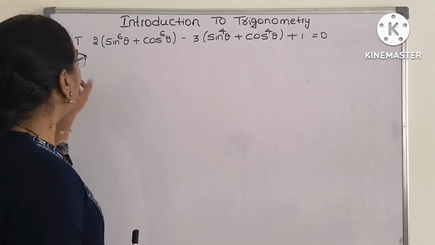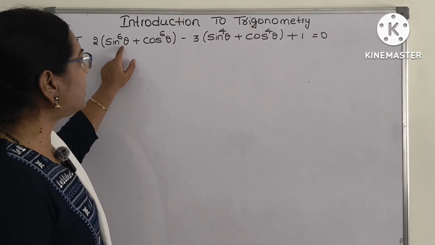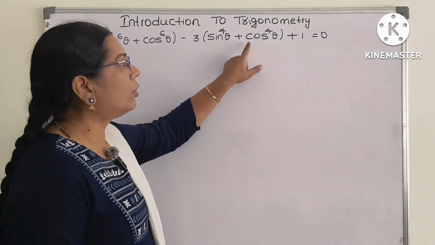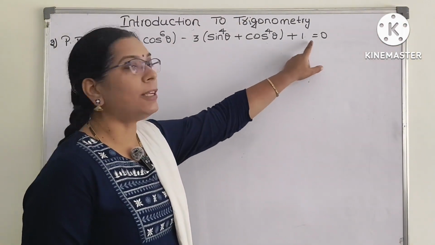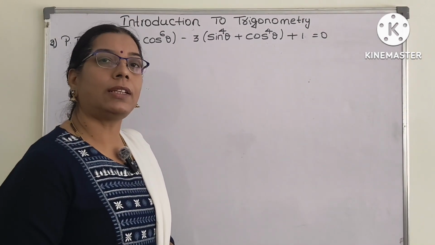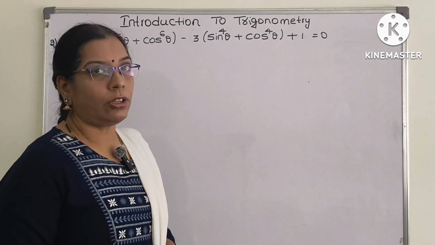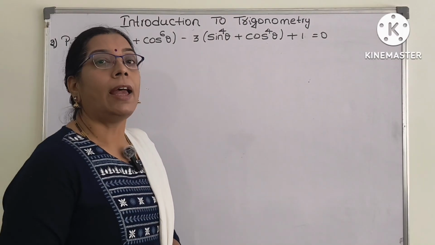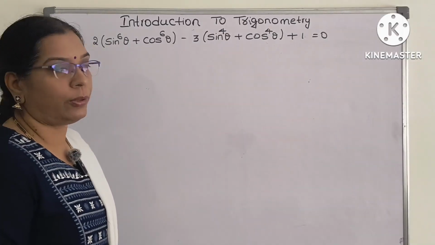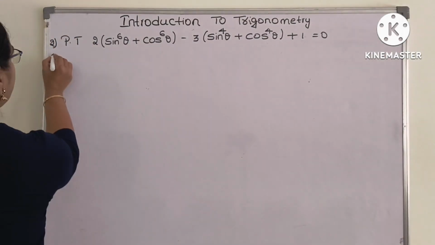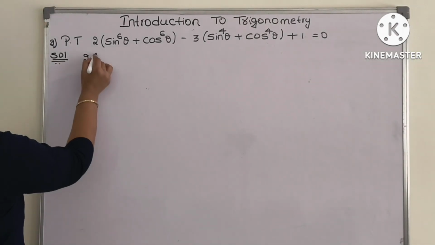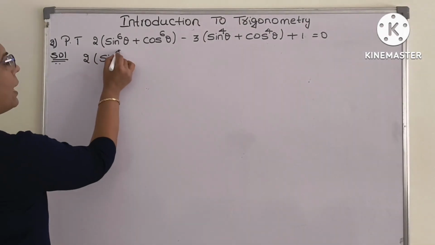The next sum, children. Prove that 2(sin power 6 theta plus cos power 6 theta) minus 3(sin power 4 theta plus cos power 4 theta) plus 1 is equal to 0. So the next tip, children, sometimes in trigonometry you may have to use your algebraic formula. So please read the algebraic formula thoroughly. Let us solve. What is the solution? First write the LHS as it is.